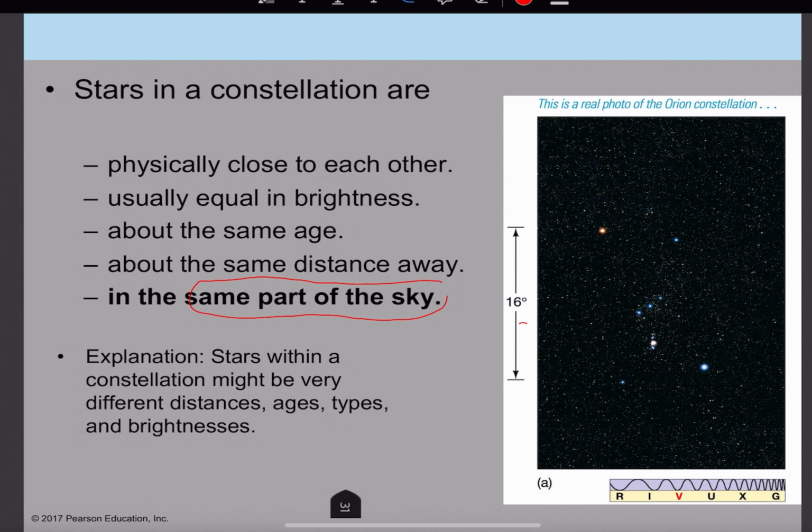So we're going to get more information about why that is, but for now it's just that these stars, when you look at them, they just happen to lie in your line of sight. And because of that, you group them into a pattern.